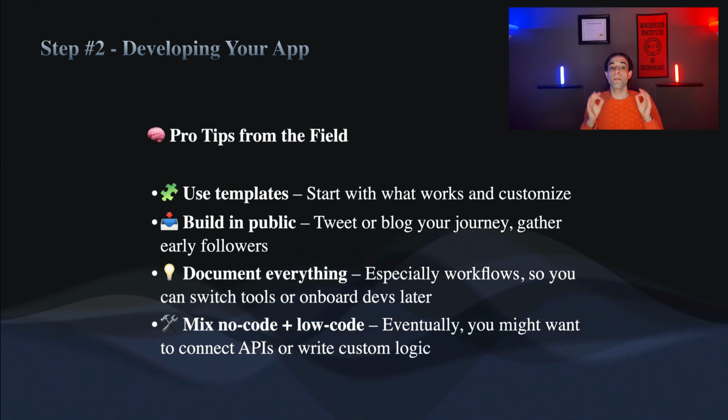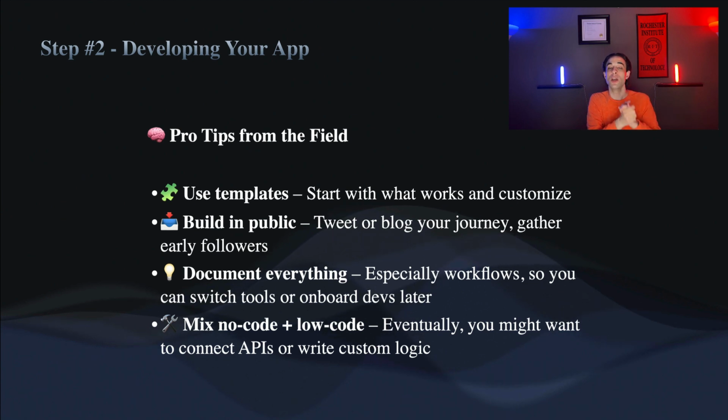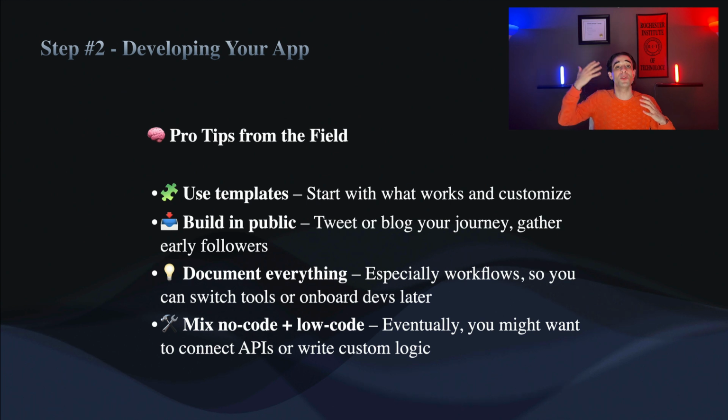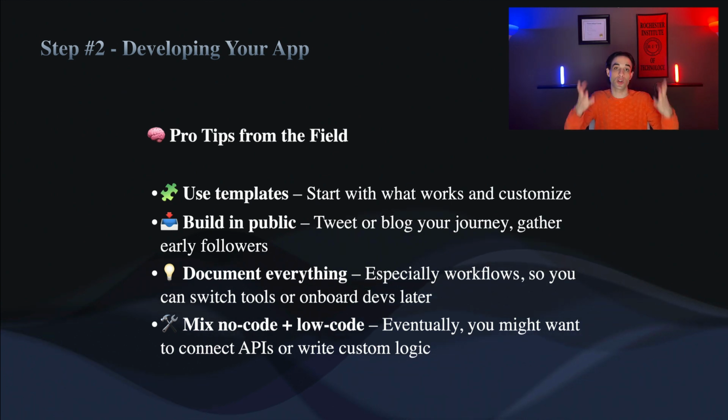And number 4, mix no code and low code. So eventually you might want to connect APIs or write custom logic. So you don't want to depend fully on no code. You might want to integrate a third party or an API or write custom logic in the future. So you definitely don't want to focus too much on no code. When you build an application, you can take that code and put it in your GitHub, because in the future you might want to further enhance your application and write custom logic to your code.